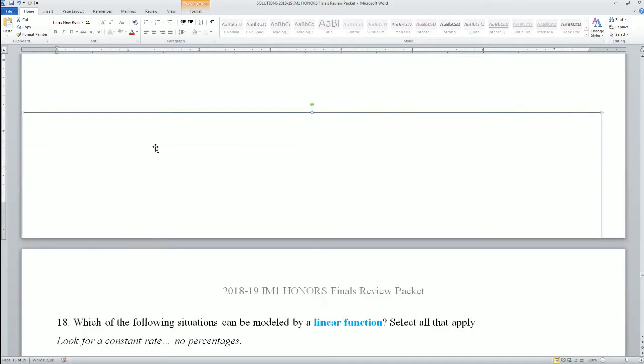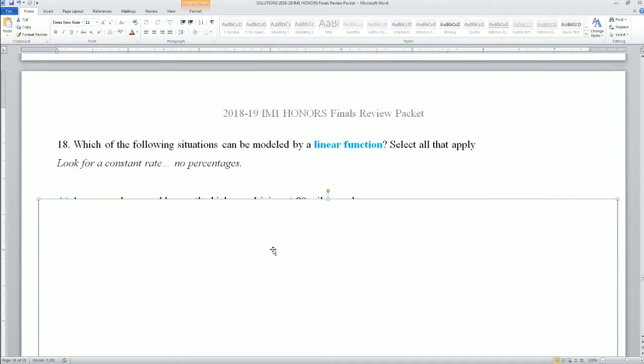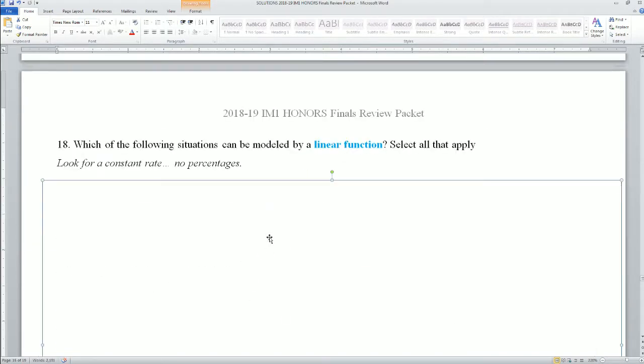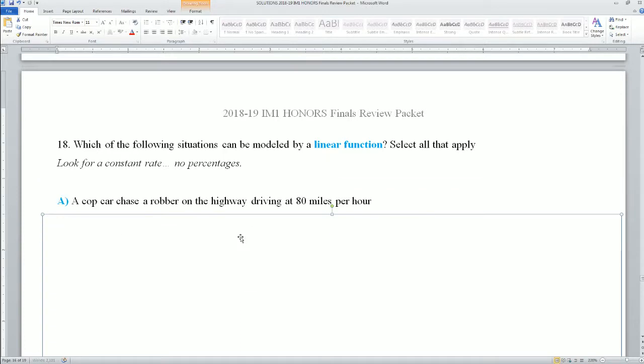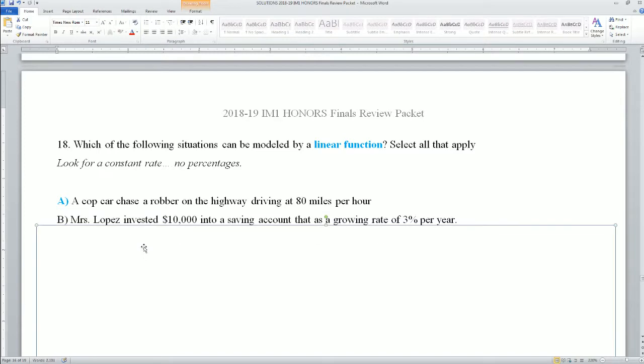Alright, let's look at number 18. Which of the following situations can be modeled by a linear function? Select all that apply. Make sure you look for a constant rate here. Linear functions all have a constant rate. No percentages, okay? First one, a cop car chases a robber at 80 miles per hour. 80 miles per hour, that is a constant rate. So that is valid.